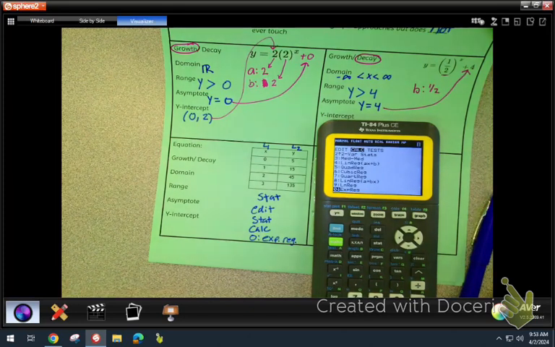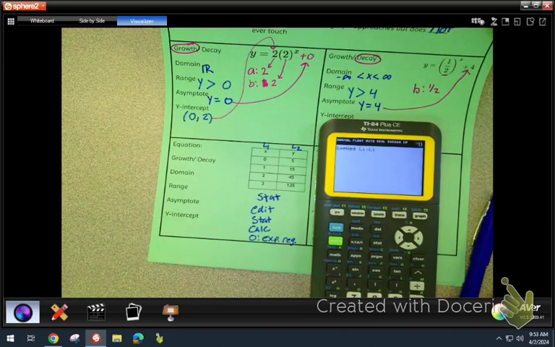Hey, it says error dimension mismatch. That is a table issue. Roman.